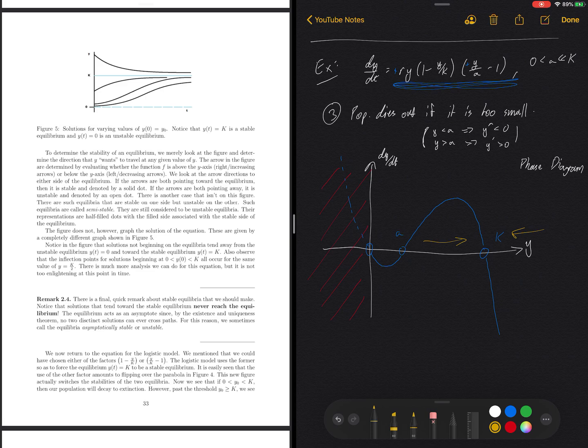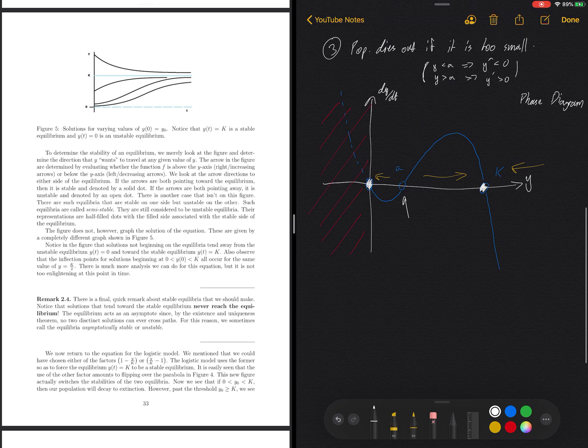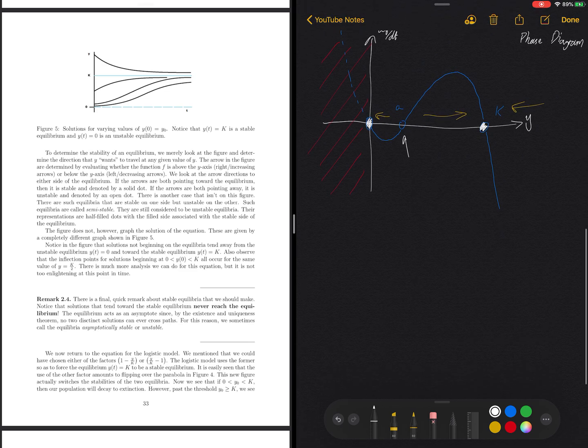And we go ahead and make the remark that, yes, whenever the blue curve is above the y-axis, y prime is positive, which means that my solutions want to increase. If I'm below the y-axis, solutions have a negative slope and want to decrease. And this is exactly what we're looking for, that there is this threshold up here at a, below which our population dies out, and above which our population grows toward K.